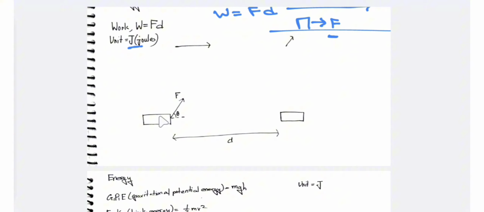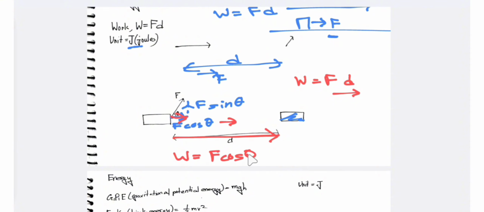Let's suppose the object is moving from this point to this point, and the force is acting in this direction. We know that work done is the force and the distance traveled in the direction of the force. But since the force is acting in this direction, we need to break the force into its horizontal and vertical components. The adjacent side would be F cos theta, since the angle is theta, and the vertical component of the force is F sin theta.